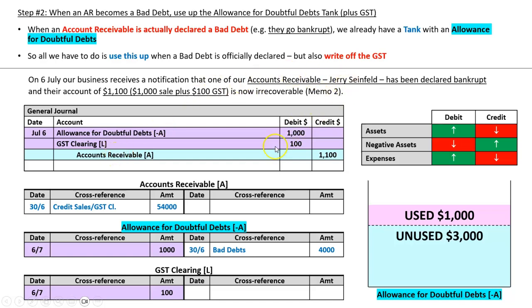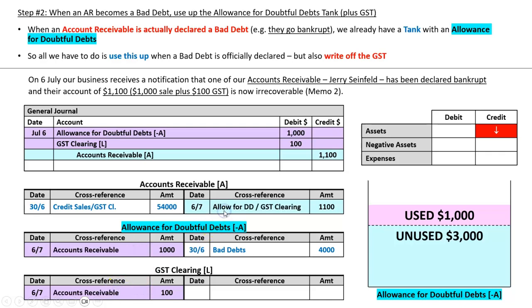Specifically, Jerry Seinfeld is not going to repay me $1,000 for the sale and $100 for GST. So it should go down $1,100 on the credit side here. So let's get our referencing. Allowance for doubtful debts and GST will reference accounts receivable, and accounts receivable will reference allowance for doubtful debts / GST clearing. Put our narration in if we're asked.